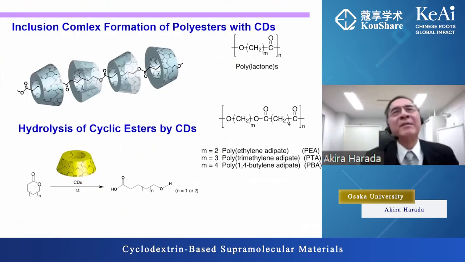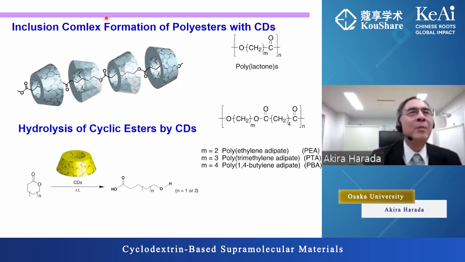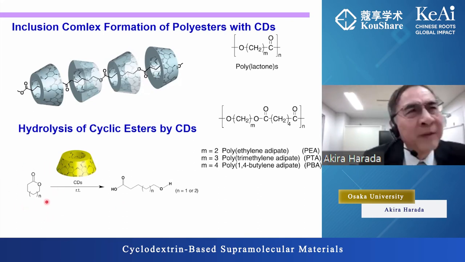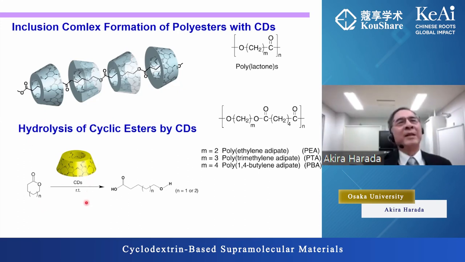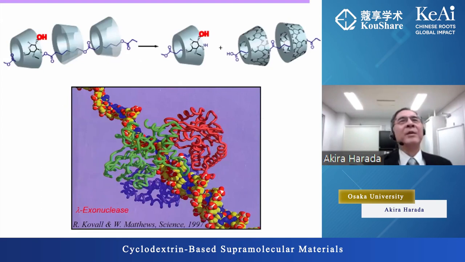Previously, I showed that the cyclodextrin forms complexes with polyesters, right here. We also found that the cyclodextrin is able to form complexes with cyclic acids, lactones, which are the starting materials of the polymers, and catalyze the ring opening by the cyclodextrin here in water. We also found that the polyesters are hydrolyzed by the cyclodextrin to give a short polymer chain right here. This is similar to the hydrolysis of DNA by an enzyme named exonuclease, as shown here.